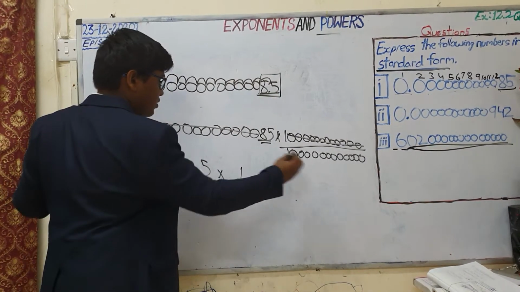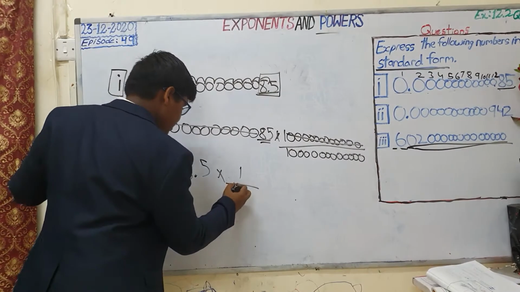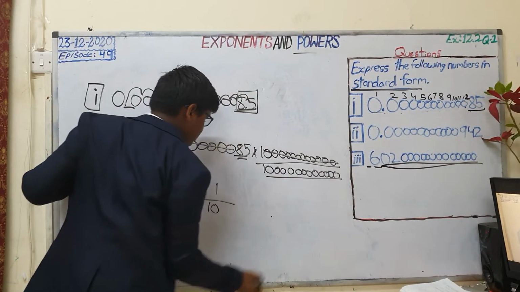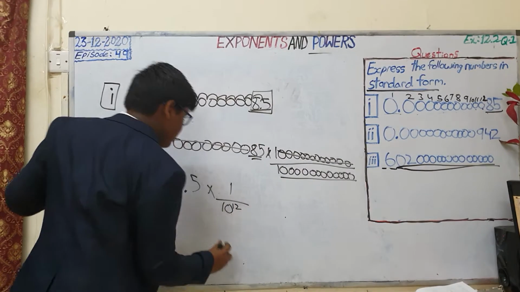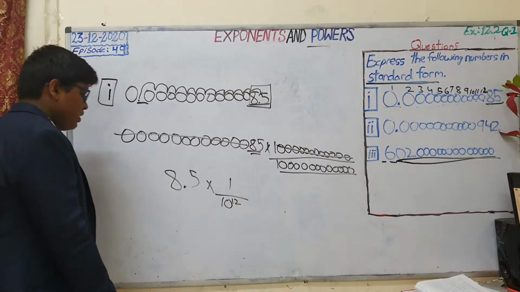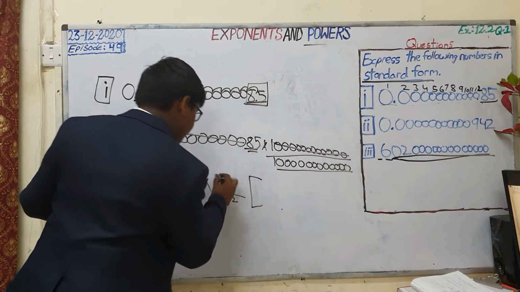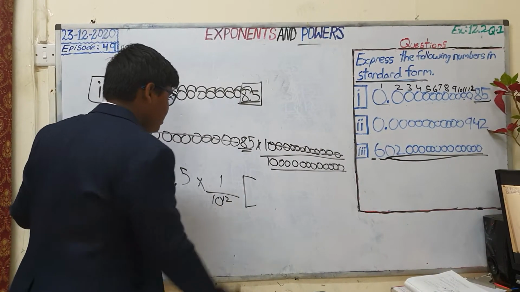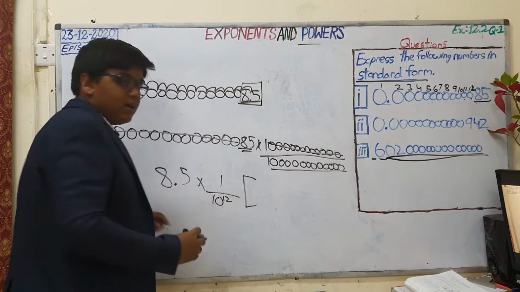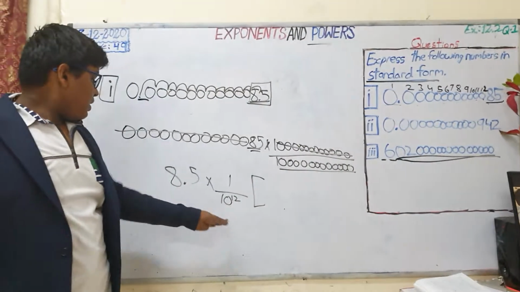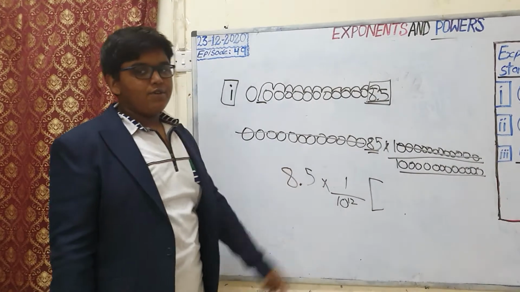Now count all the zeros and write 10 here. There are 12 zeros, so we will write 12, 10 raised to the power 12. Then the next step: we'll convert this 1 by 10 raised to the power 12, in which the denominator will come as the numerator, and the numerator will go as the denominator.